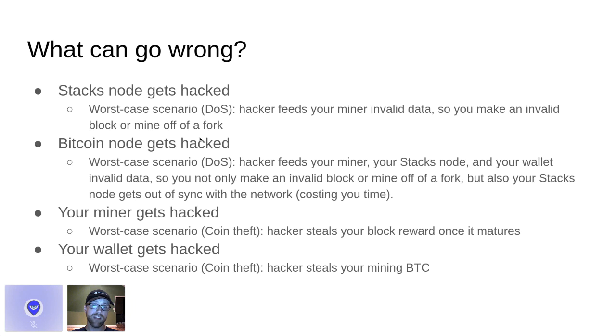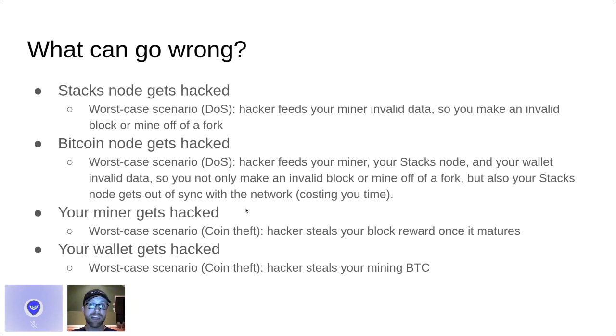Similarly, if your Bitcoin node gets hacked, it's a little bit worse, because they can not only give you bad information about, say, the state of your mining UTXOs, but also give your Stacks node bad information and cause it to get screwed up. So in order to fix this problem, you need to reset both your Bitcoin node and your Stacks node. And that takes more time and more energy to get fixed.